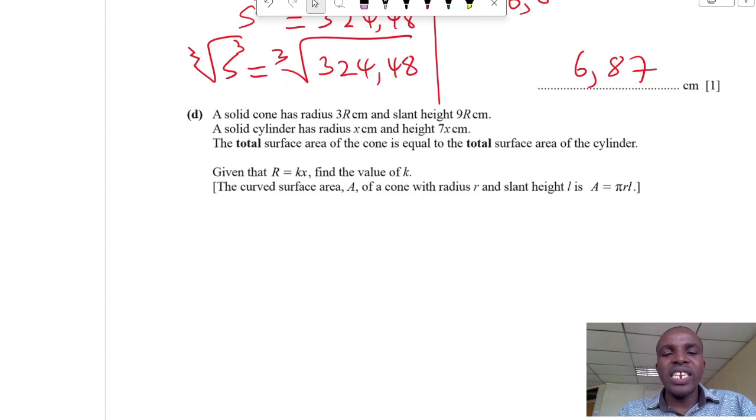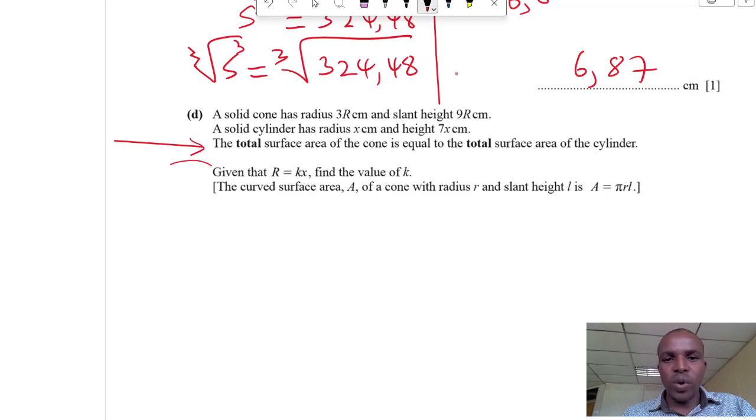A solid cylinder is radius x centimeters and height 7x centimeters. The total surface area of the cone is equal to the total surface area of the cylinder. Given that r is equal to kx, find the value of k. Right, so you have to formulate an equation from this part.